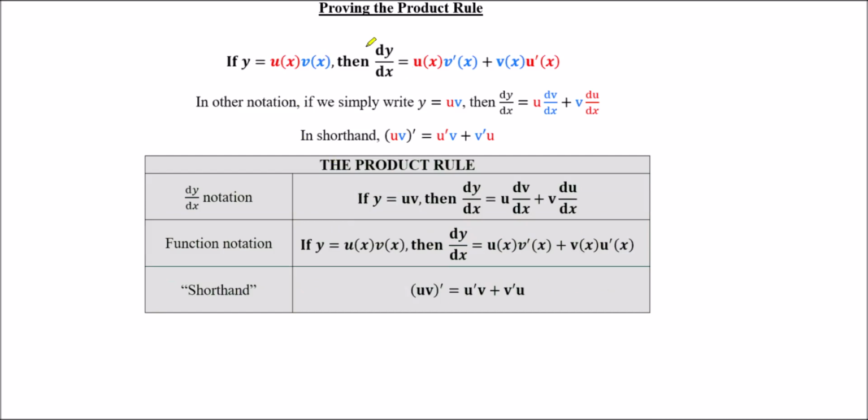So, the textbook way, in other notation, in dy by dx notation, if y is uv, then dy by dx is u dv by dx plus v du by dx, or in absolute shorthand, which is how I was taught back at King's School, Macclesfield, uv all dashed is u dashed v plus v dashed u. So those are the notations you might want to make a note of, they are useful in your studies.